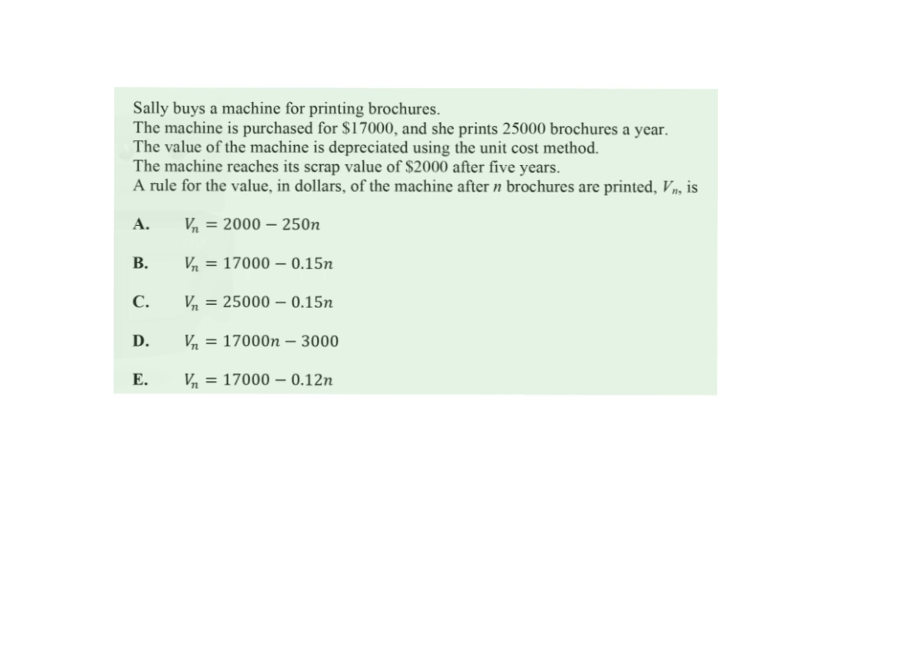Sally buys a machine for printing brochures. The machine is purchased for 17,000, so we've got the V0 there. It says she prints 25,000 brochures a year. The value of the machine is depreciated using unit cost. Remember, I told you they're always going to tell you. So now you know you've got to go to unit cost formulas. And it says the machine reaches a scrap value. Scrap value is the word they use. Once an item is not brand new, it has a scrap value, whatever its value is now.